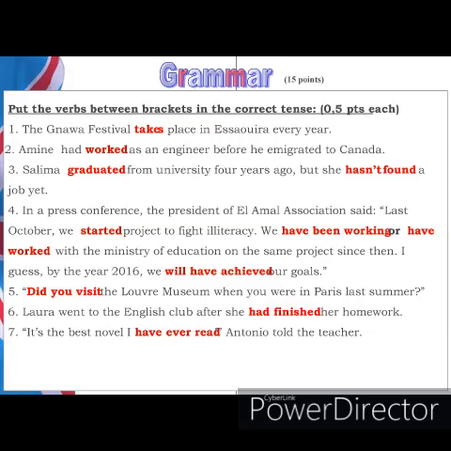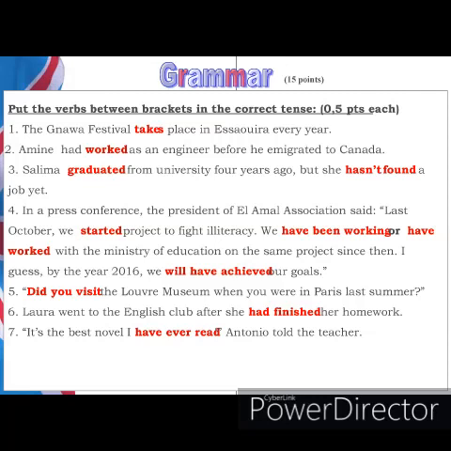Number four, in a press conference the president of LML Association said, last October we started the project to fight illiteracy. Okay, so why did we say started? Because we have last October. We specified the time in the past. Okay, it's an action that started and finished in the past.